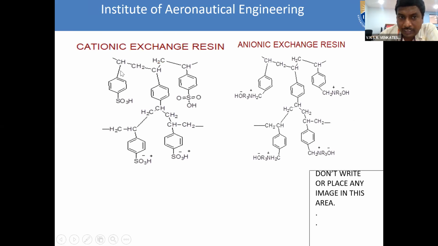So in the previous slide, cation exchange region is possible by either sulfonic acid groups or carboxylic acid groups. Sulfonic acid means SO3H and carboxylic acid means COOH. So we observe that in either SO3H or COOH, H+ is present. That H+ has the ability to exchange the cationic hardness from the sample of the water.